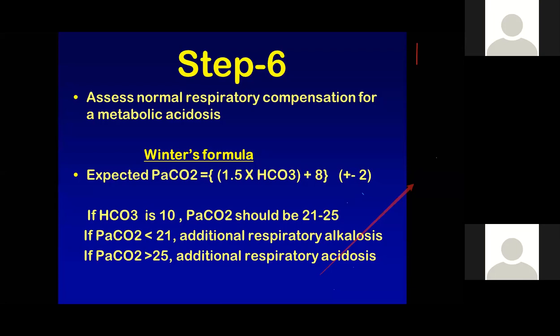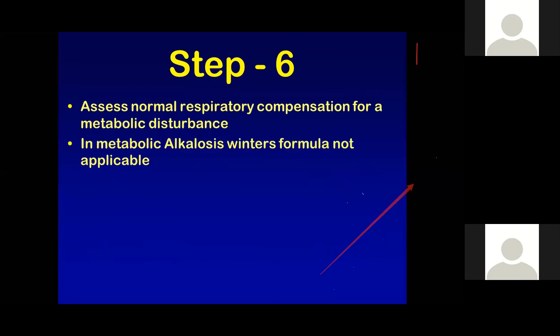So these are the things we have to keep in mind when you're watching out for respiratory or metabolic acidosis. Now, this is how ABG is taught and looked after. So what do you look into? Assessing the normal respiratory compensation for a metabolic disturbance. If metabolic alkalosis is present, then Winter's formula is not applicable. This part you have to keep in mind. Only when the patient has metabolic acidosis do you look into the respiratory compensation. Otherwise, you should not look for it.